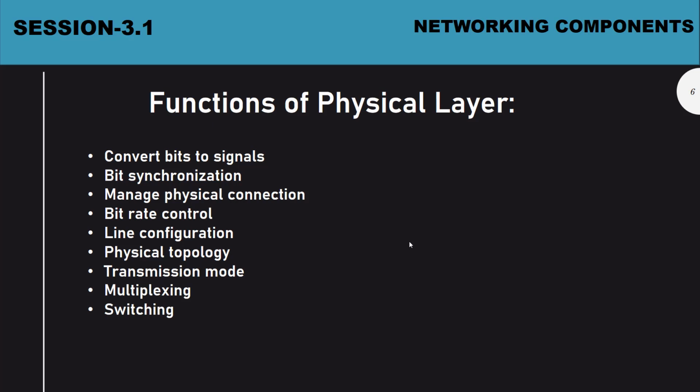Okay, bit synchronization will be there. It manages the physical connection, whether the connection is enabled or not, and bit rate control, line configuration, physical topology. We discussed topology in previous videos, and they have some other things: switching, transmission mode, and multiplexing. Multiplexing, we will explain in later videos, so don't worry about these functions. We will cover everything in a very clear manner. First of all, I just want to give some brief description regarding the physical layer and other layers.